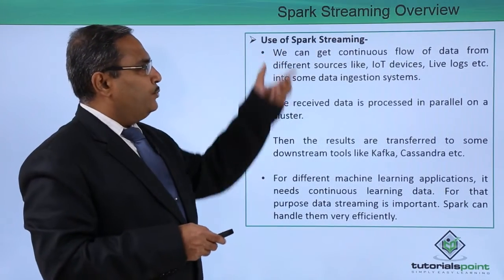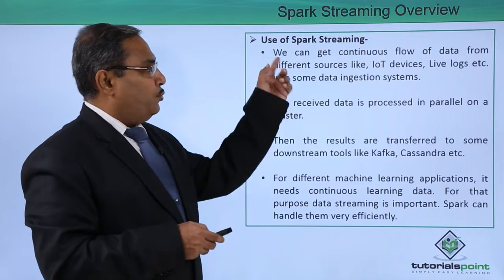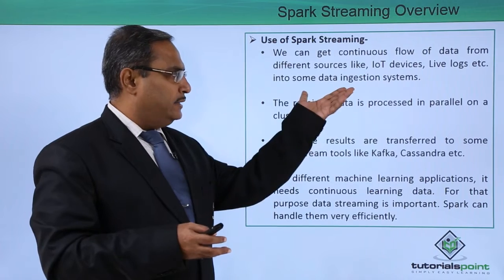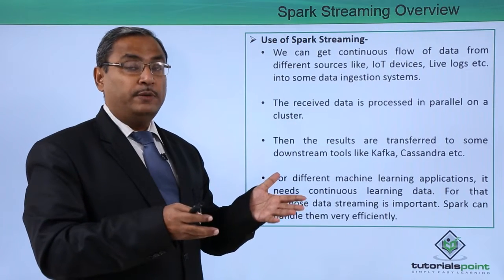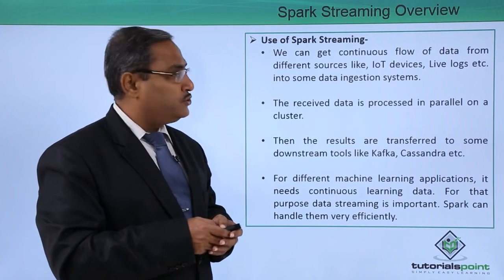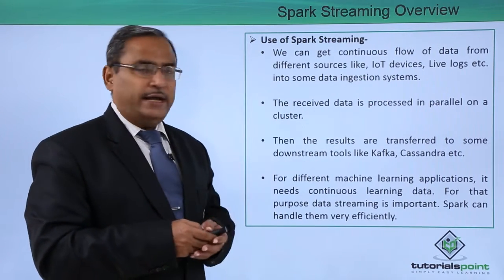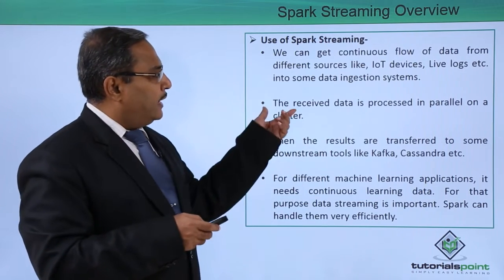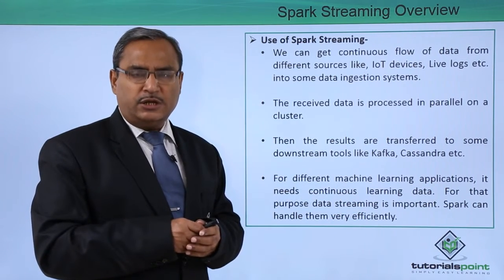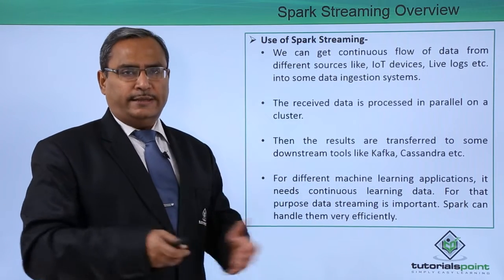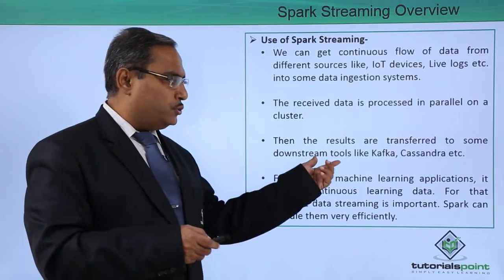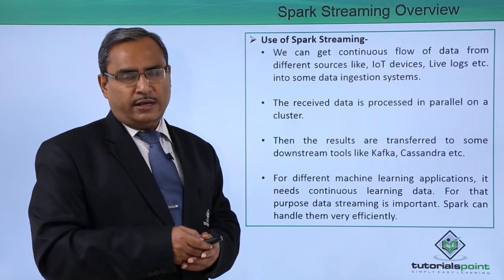So the next point is use of Spark streaming. We can get a continuous flow of data from different sources, like live logs, different telemetry systems, IoT devices and so on, and into some data ingestion systems. And the received data is processed in parallel on multiple different clusters, so that will bring more efficiency in the data processing. Then the results are transferred to some downstream tools like Kafka or Cassandra, etc.